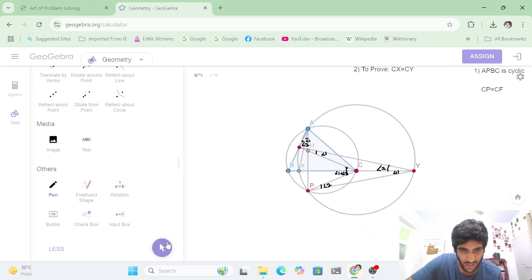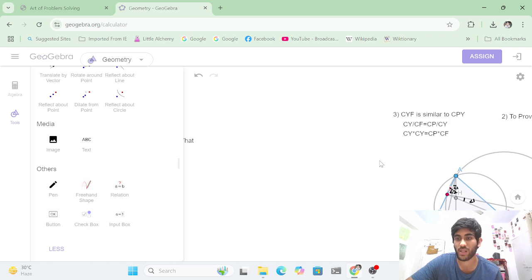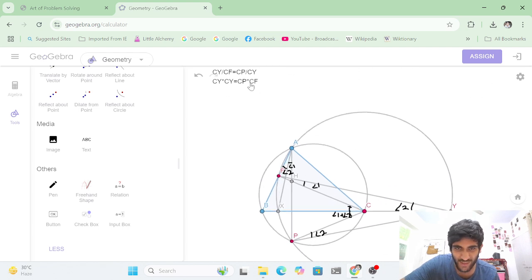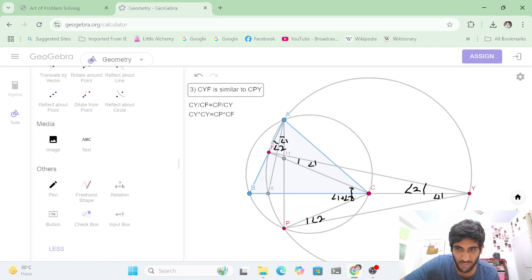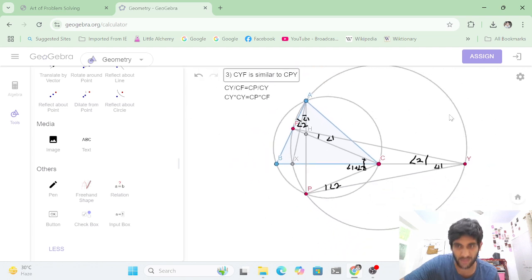So now I have got my pair of similar triangles, and that's CYF. I think I wrote this in a separate text box. I want to show this all in one figure and to make it neat as well. Yeah, I think this works. So triangle CYF is similar to triangle CPY.